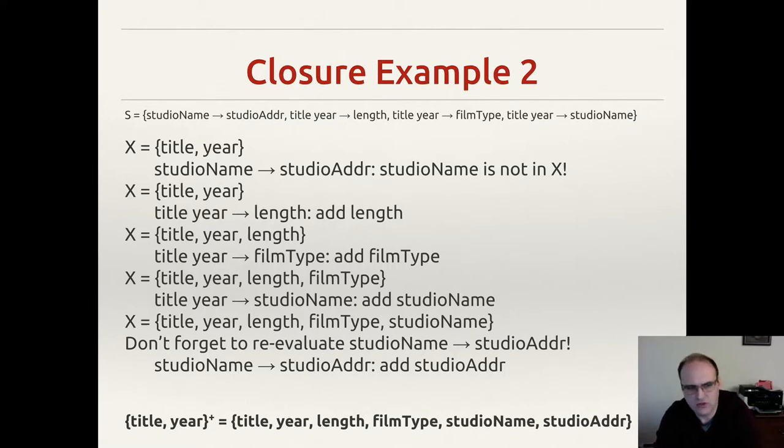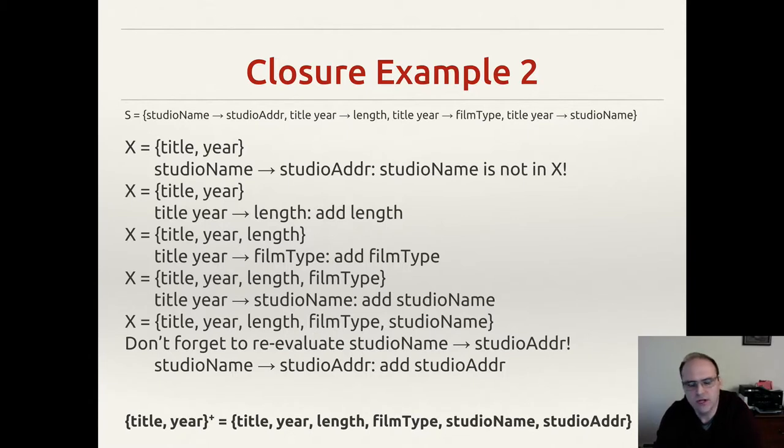And now we're going to look at title, year, and studio name. Title and year are in fact still in X, so we can add studio name. Now, what's interesting here is that if we go back and reevaluate the first one that failed the first time through, it would succeed now, right?